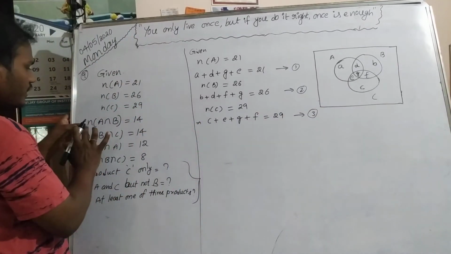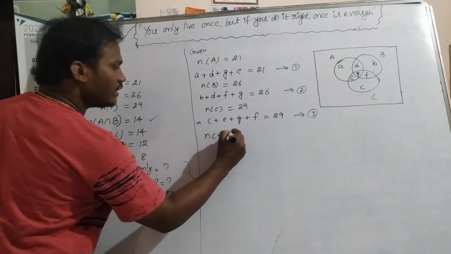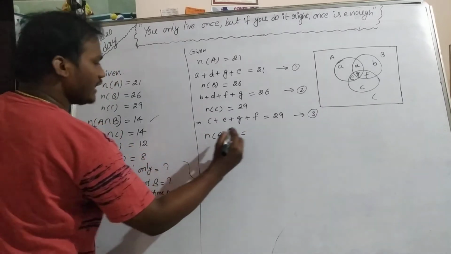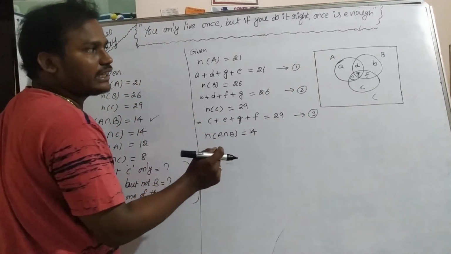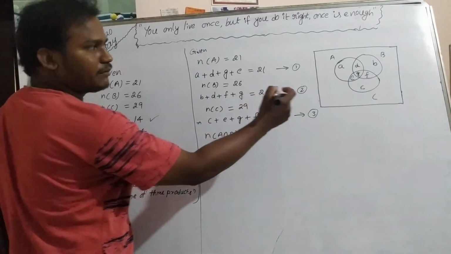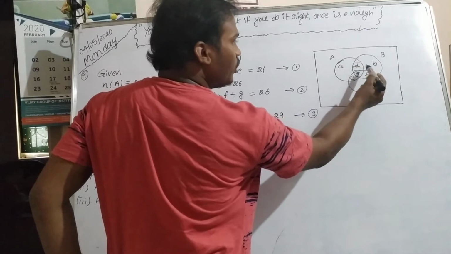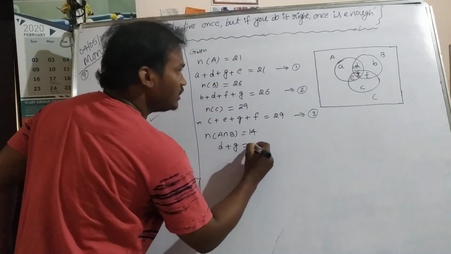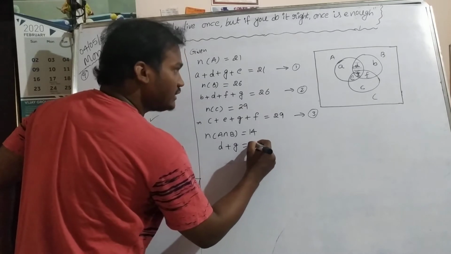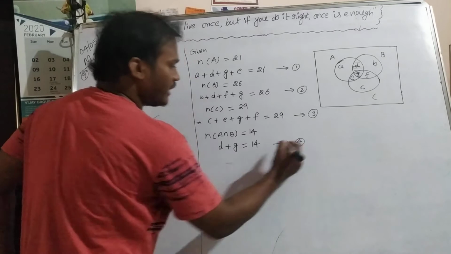Okay, now from this one, N of A intersection B. How many people like? There are 14 people in A intersection B. Can you tell me who are there in the A intersection B? A and B, who like D and G. D plus G is equal to how much? 14. This is given, 14. This is equation 4 I am taking.